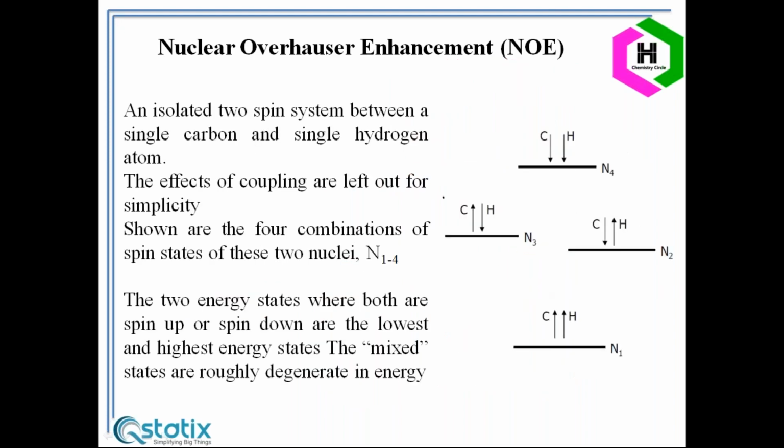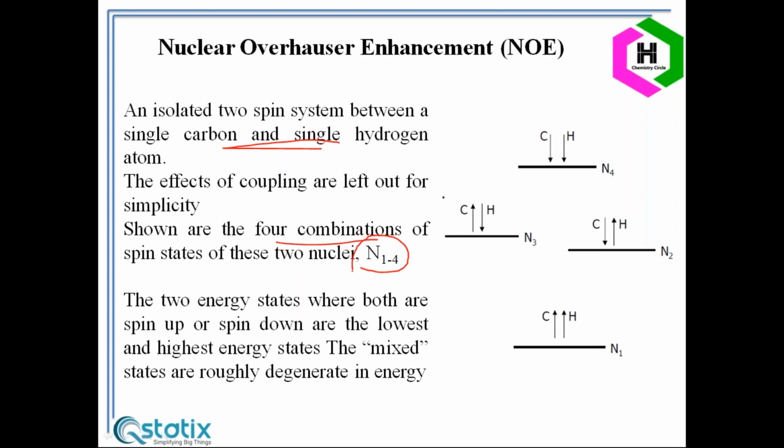So these are the scenes. You can see how it is working. If you have a two-spin system between a single carbon and a hydrogen atom, leaving out the coupling for simplicity, you can see how the effect will be, where it will be more and where it will be less. There will be four different combinations possible.